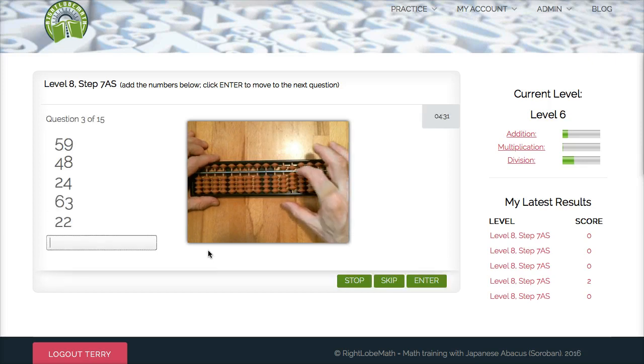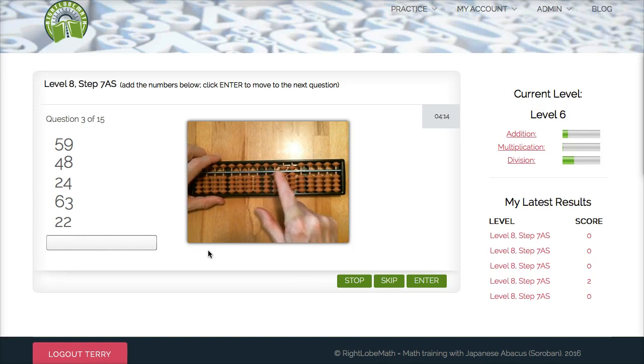So hopefully this is nothing new to you, and you're able to follow along. So let's do a final example. We'll start off with 59 and then add 48. Well, here's a classic dragonfly.